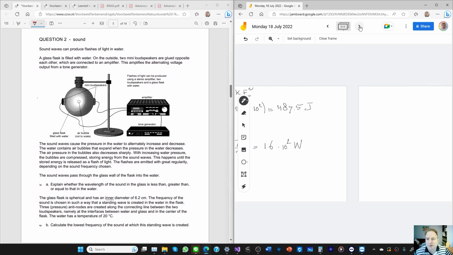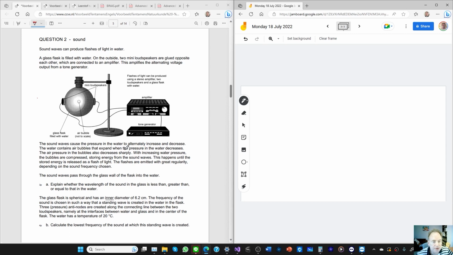Question 2 is about sound. Sound waves can produce flashes of light in water. So we have a glass flask and two mini loudspeakers here and some tone is generated here with an amplifier, and these sound waves cause pressure in water to alternate, alternately increase and decrease.